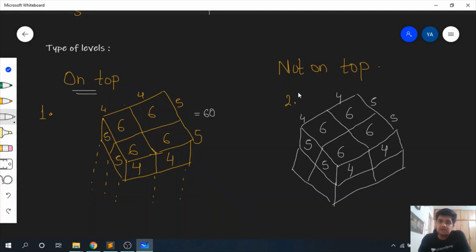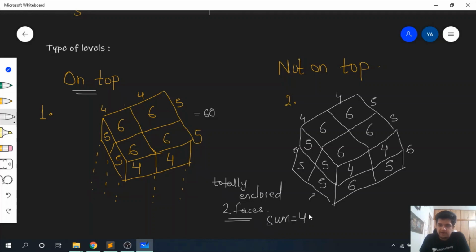But if the dice are not on top and they are in the stack somewhere below the top, let us see what the sum is there. Here basically we will take the 2 greatest numbers, because each dice has only 2 faces visible, right? So we will take the 2 greatest numbers, which are 5 and 6. So 5 and 6 and 5 and 6, and the same way for the other dice. So basically, if a level is totally enclosed, then the maximum sum will be equal to 44. So for an enclosed level, the sum will be 44.